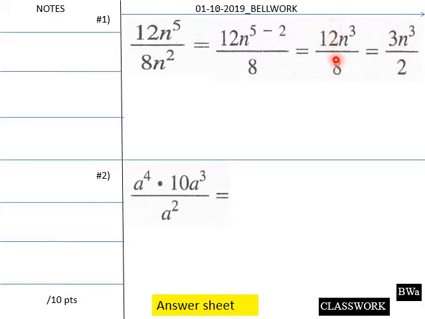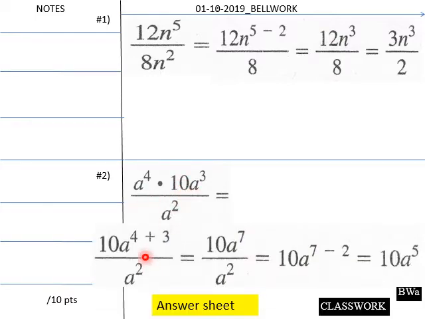You can factor out a 4 here. And then down here we have 10a to the 4 plus 3, and then we still have an a squared in the denominator. This becomes 10a to the 7th, and then we go 10a to the 7 minus 2 to factor in this denominator of exponents, and we come up with 10a to the 5th power for number 2.